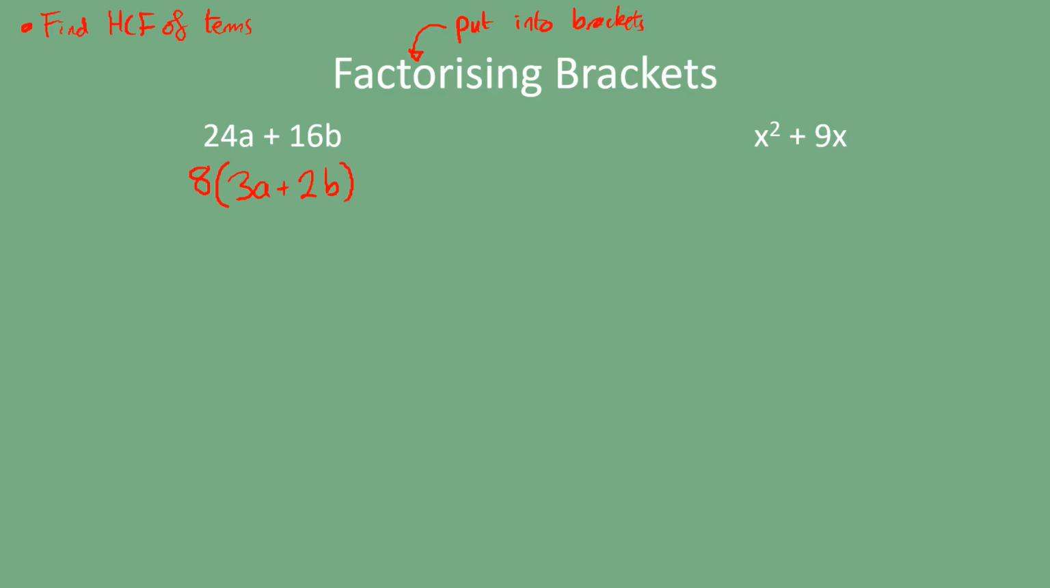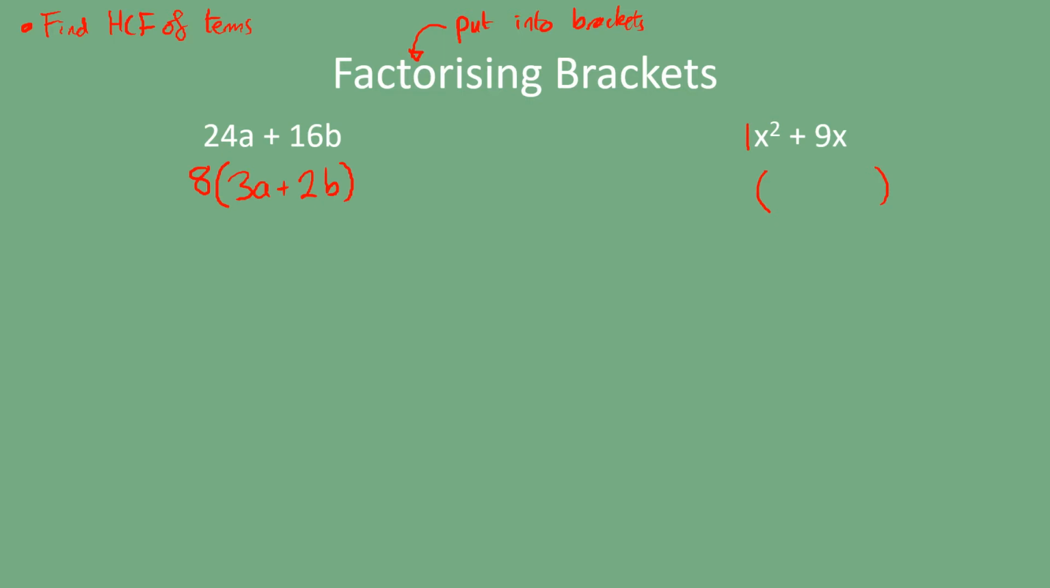What about this second question, x squared plus 9x? Well, there's kind of no numbers that go into any of those. Remember, if we've got x squared, that's the same as 1x squared. So we can theoretically divide these both by 1, but we don't want to put that outside the bracket. It doesn't improve anything. We've still got x squared and 9x.